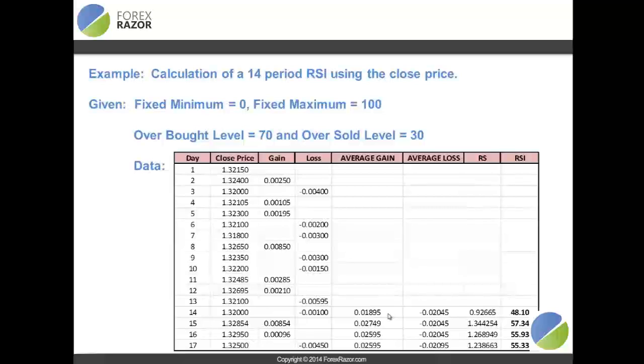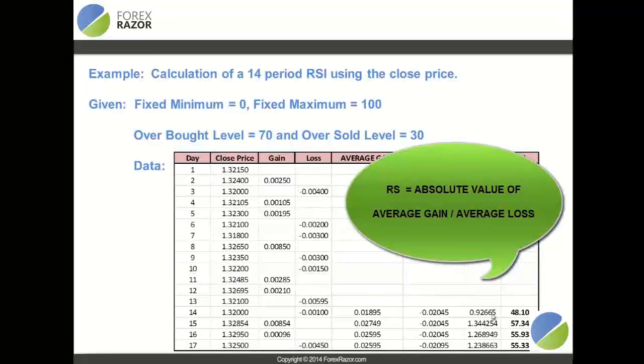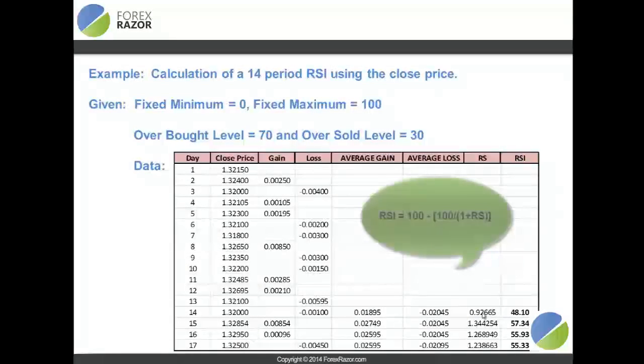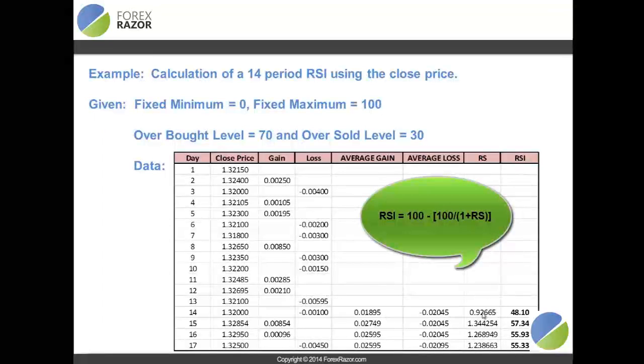To calculate the average gain, we consider the gain over the period of first 14 days and divide that by 14. Similarly, average loss is calculated by taking the sum of losses over the first 14 days and dividing by 14. RS is then taken as the absolute value of the ratio of the average gain to the average loss for the first 14 days. And this RS is then used for computing the RSI using the formula that we discussed.